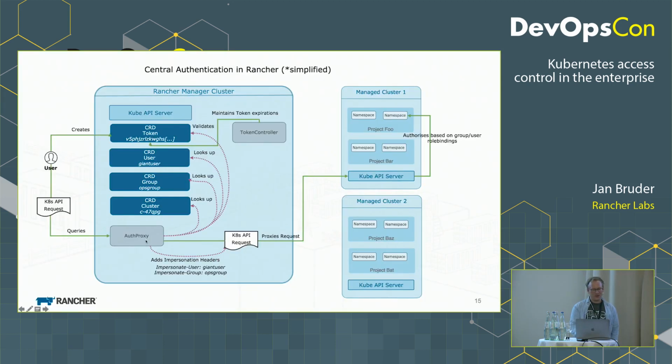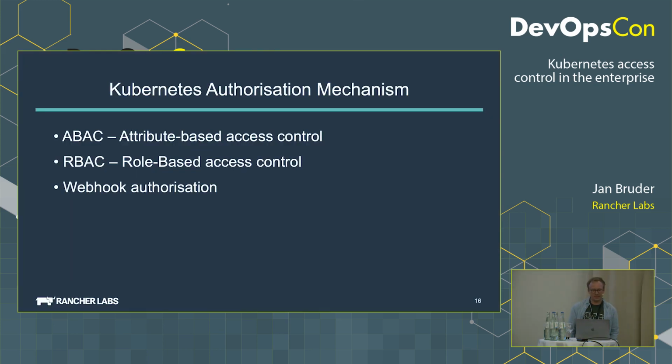Okay, so that's the authentication part. So we know now who the user is. We know the user's identity. We know maybe any groups that he belongs to. So now to the authorization part.